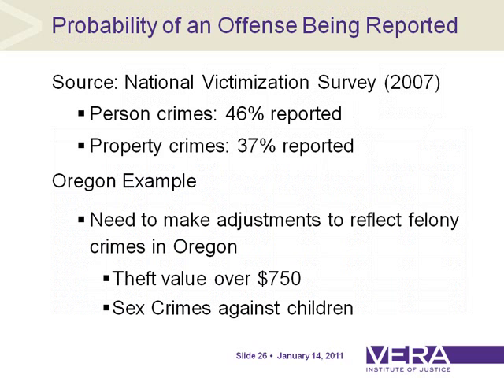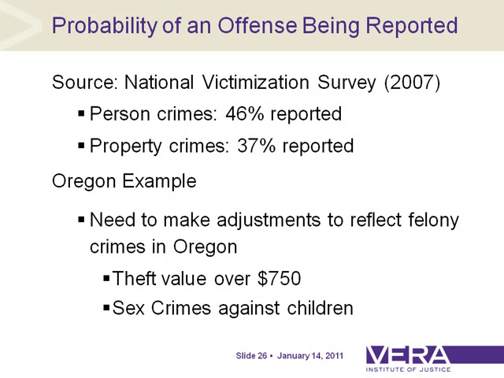So when we looked at the probability of a crime being reported, this is national data. We looked at the National Victimization Survey, and we can see that this varies by crime type. Property crimes are less likely to be reported than person crimes. And there might be some other adjustments that need to be made for your state, depending on your Uniform Crime Reports, and how closely those are related to felony arrests and convictions in your state.